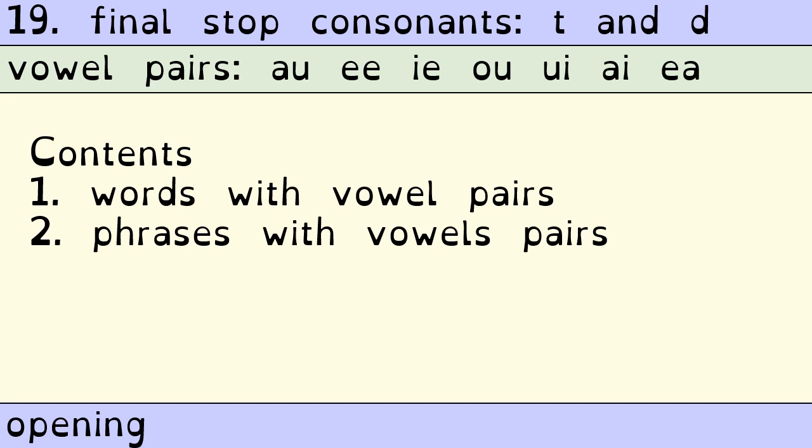Here is the contents of today's lesson. 1. Words with vowel pairs. We are going to work our way through all the vowel pairs that appear with a T or a D. 2. Phrases with vowel pairs. We are going to use today's sample words in phrases. Let's jump in.